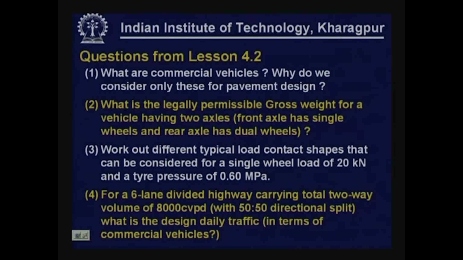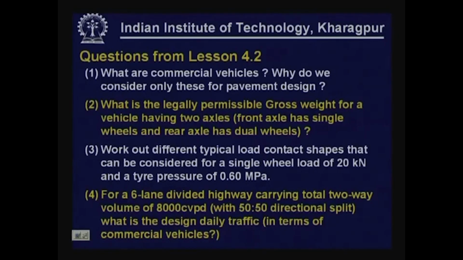The third question is, work out different typical load contact shapes that can be considered for a single wheel of 20 kN load and a tire pressure of 0.6 MPa: circular, rectangle and other shapes that we have discussed earlier. So you have to work out different shapes for a given load and given contact area. What are the different shapes that we consider and what are the dimensions?